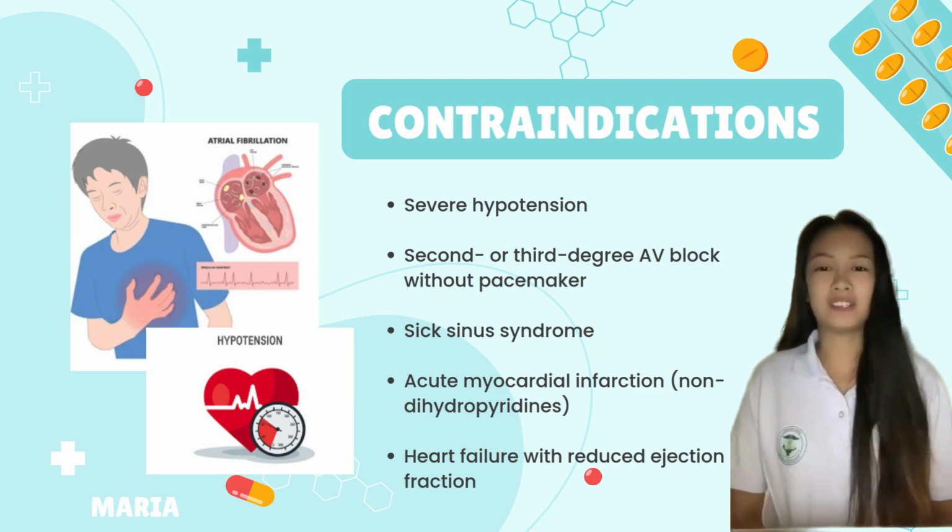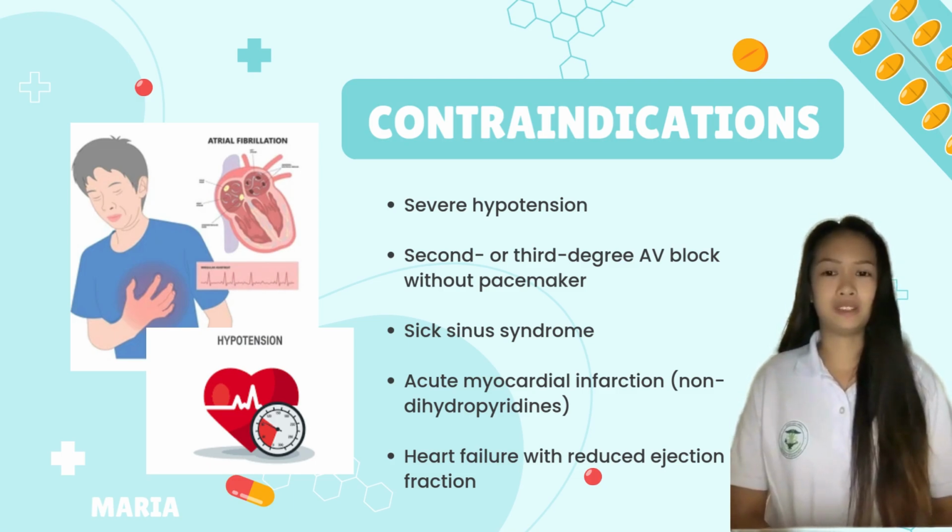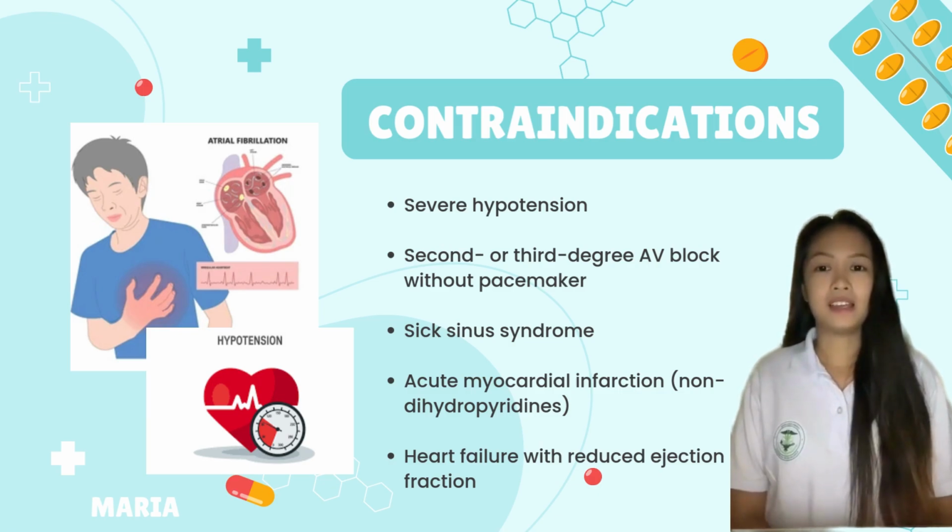Next is acute myocardial infarction, with non-dihydropyridines. These CCBs can weaken the heart during a heart attack, making it worse. Then last is heart failure with reduced ejection fraction. Some CCBs make it harder for a weak heart to pump blood.